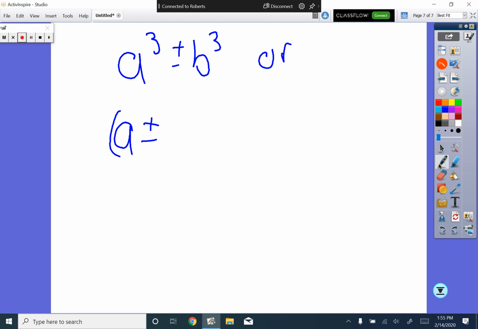Okay. a plus or minus b. If it's a plus, it's a plus. If it's a minus, it's a minus. Does everybody understand that? And then I have a squared minus plus, meaning if this was a plus up here, this would be a minus. If this was a minus right here, it would be a plus.